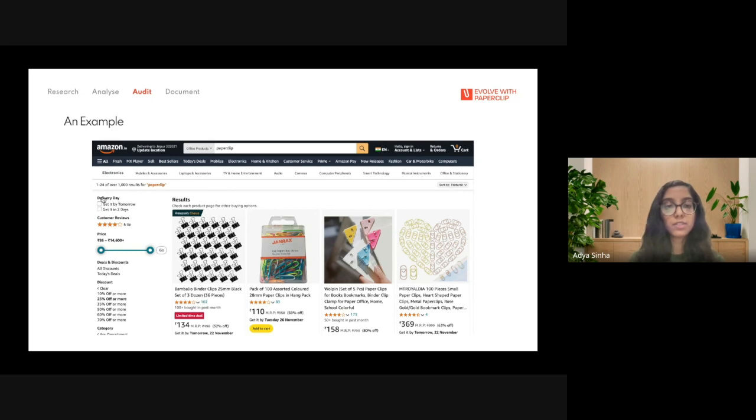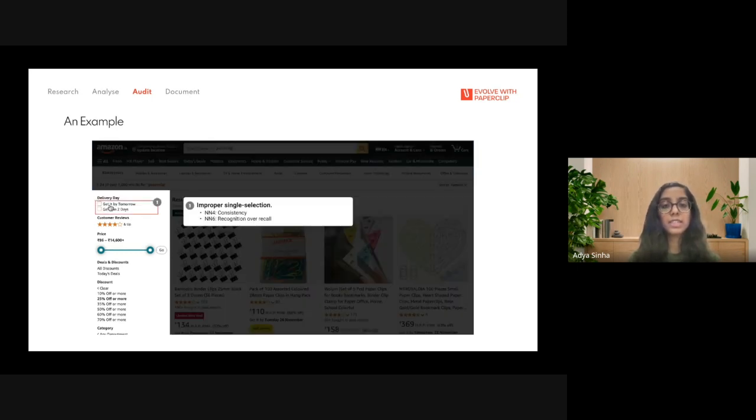Now for the filters, the first option that we see, delivery date, has an improper single selection. These options are single selection, but they are supported with checkboxes, which is improper, and it can make the user think that this is a multi-selection option. So this adds to the user's memory load, as they need to remember that this is a single selection and not multi-selection, which adds Nielsen Norman's sixth heuristic, recognition over recall.